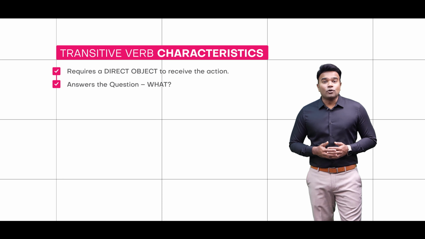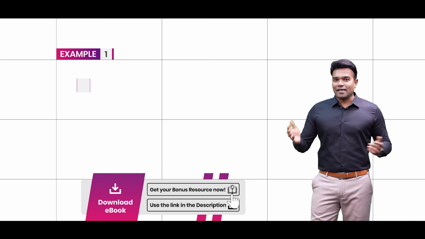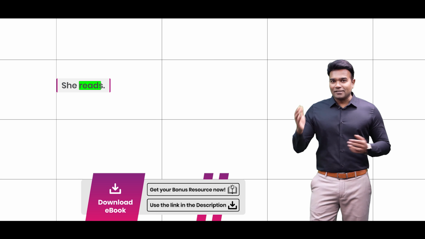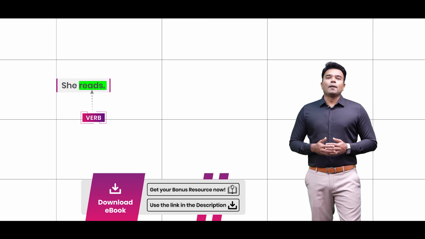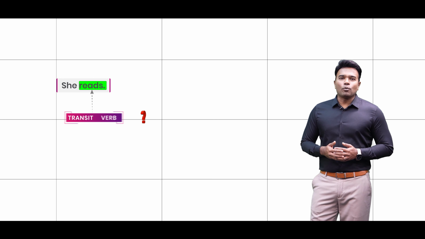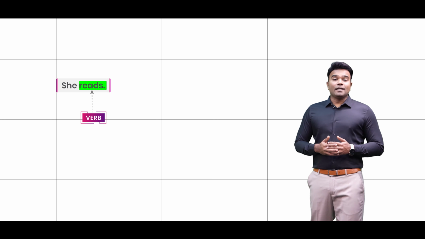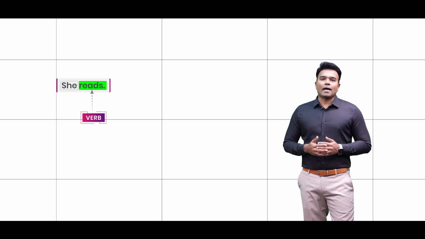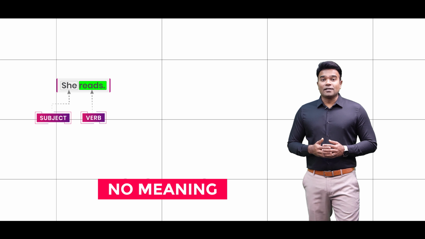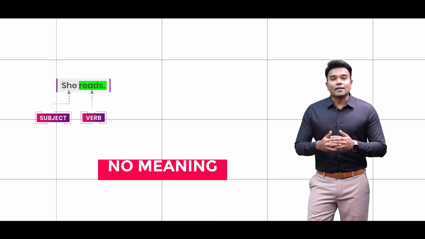Anyway, what does all of this mean? Let me explain it to you through a few examples. Have a look at this example. She reads. Well, in this sentence, reads definitely happens to be the verb, but then the question is whether it is the transitive verb or the intransitive verb. Well, even before I tell that, let me tell you that she happens to be the subject, but then the sentence as a whole doesn't make any meaning because there is no object at all in the sentence.